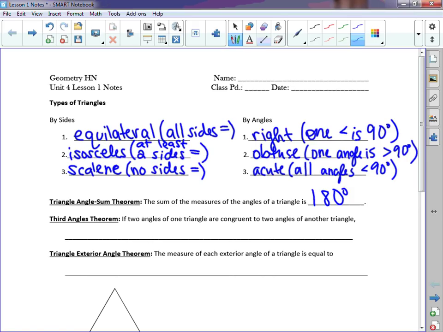I want you to turn and talk with the person behind you. Why do we have to say all angles rather than just one angle? Here I have one angle is 90, one angle is greater than 90. Here I have all angles. Why does it have to be all angles?